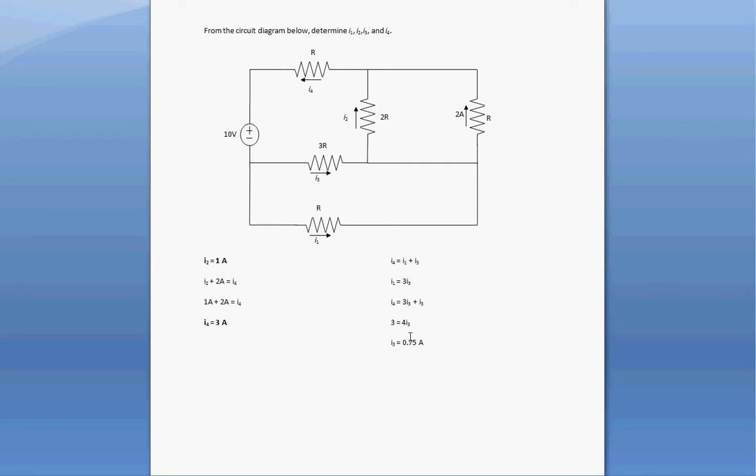So now we can take this and just multiply by 3 to get I1, because it says right here, just multiply by 3. So I1 is equal to that times 3, and that's 2.25 amps. And we'll bold these so that we know these are our answers. So I1 is 2.25 amps, I2 is 1 amp, I3 is 0.75 amps, and I4 is 3 amps.